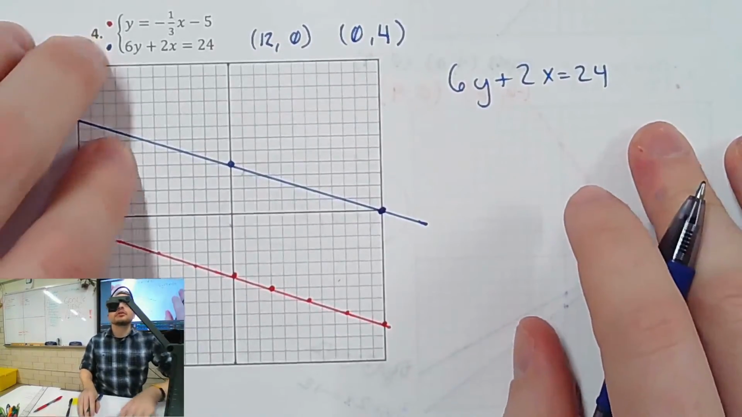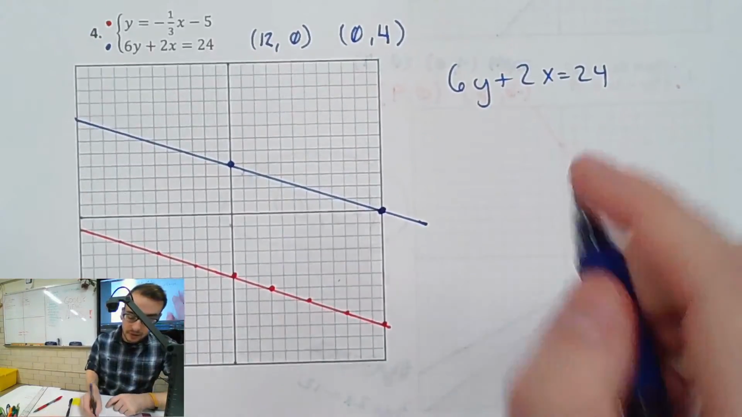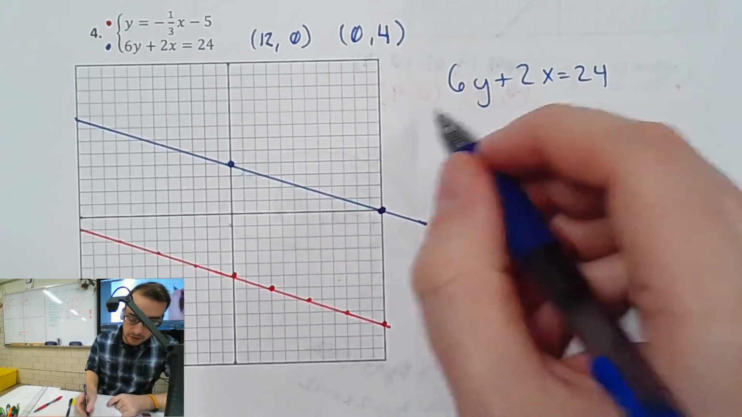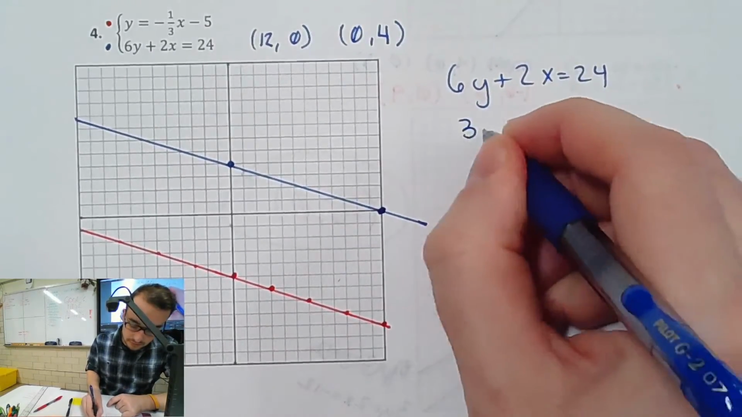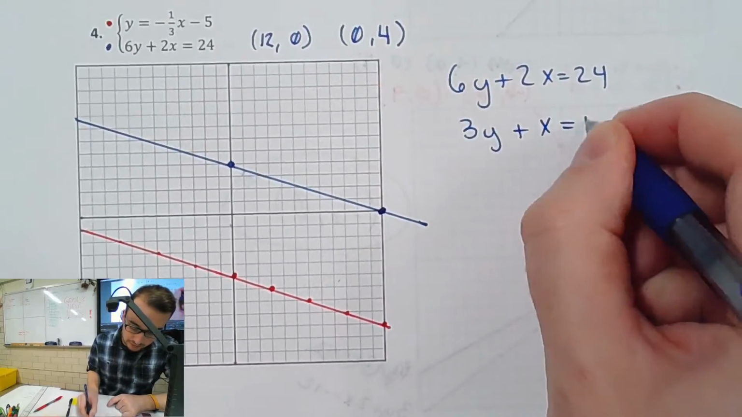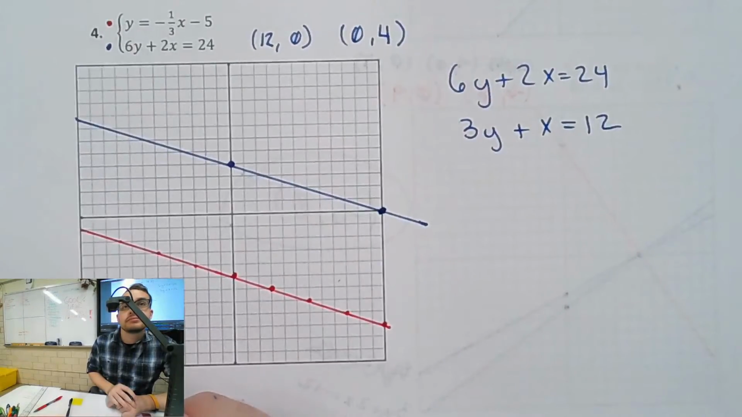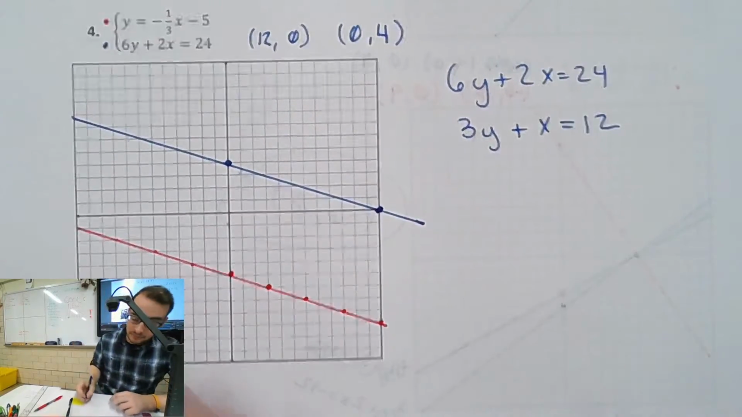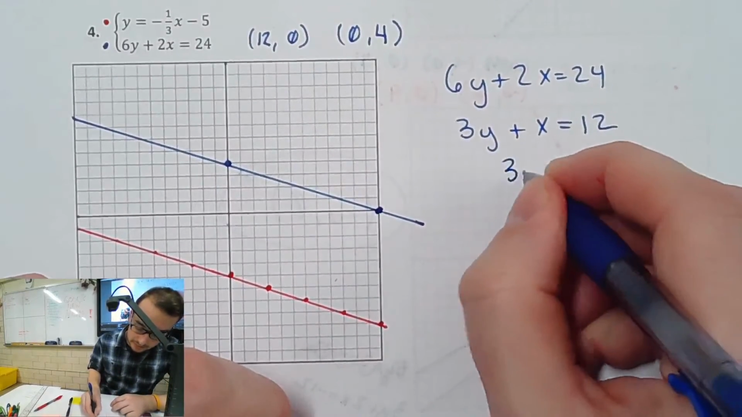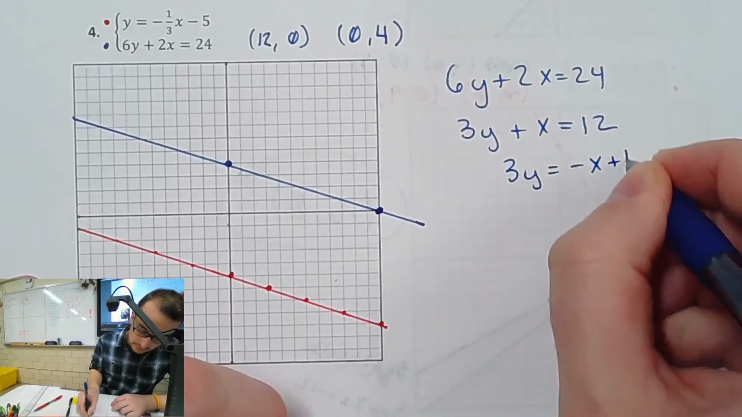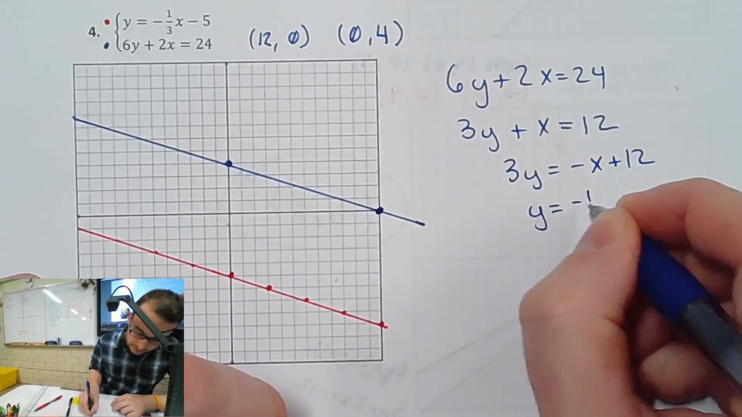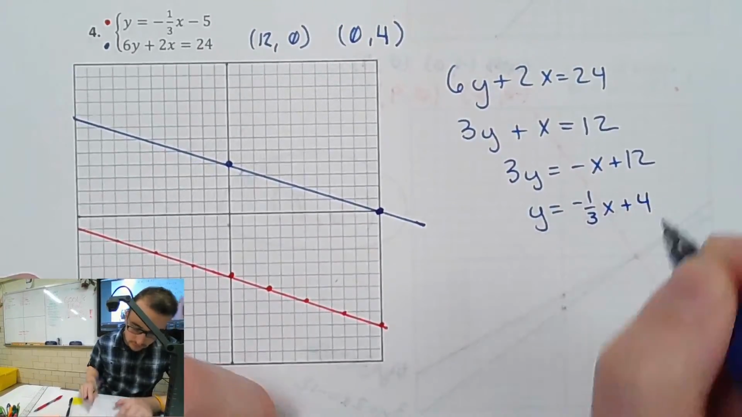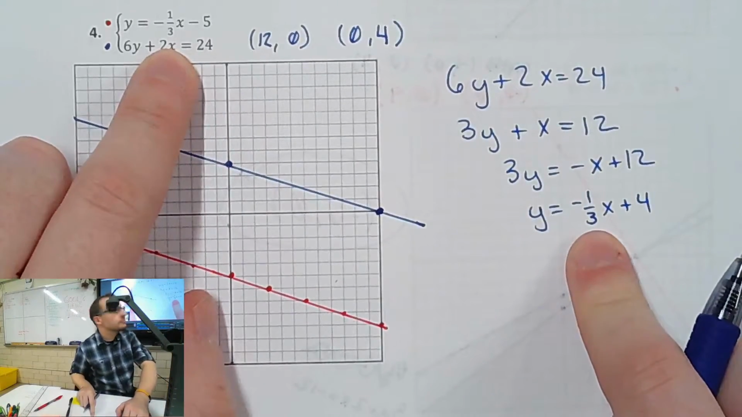I would get in slope-intercept form so I can see the slope, right? So I'm going to, first off, divide everything by 2. Because why not, right? You didn't have to, but I'm going to. As long as you did everything, it's fine. I'm going to subtract the x. I'm going to divide by 3. Yep, same slope. They're parallel, right?